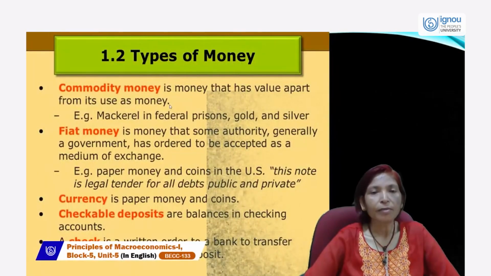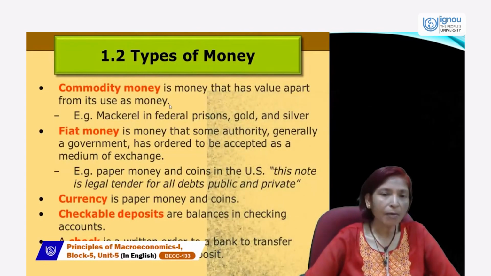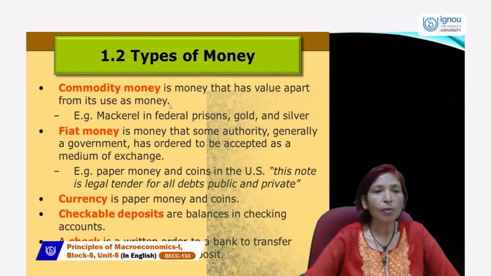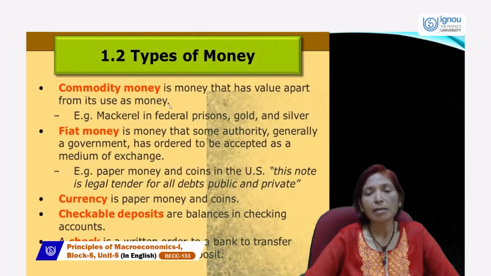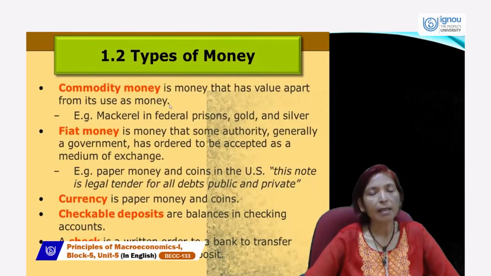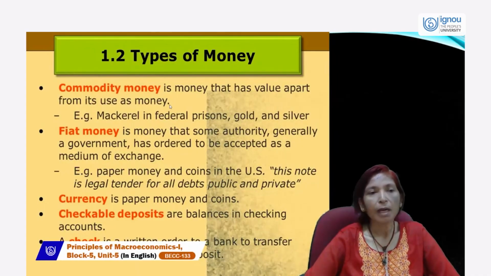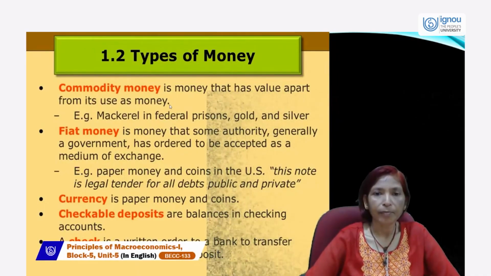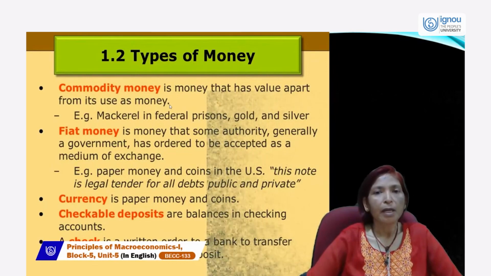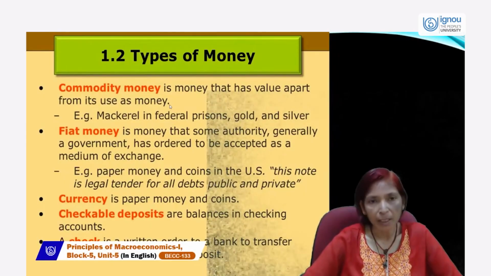Next is types of money. Money has different types. Number one is commodity money. Commodity money was used at the time of the barter system. When money had not originated, commodities were used as money. So commodity money is money that has value apart from its use as money. For example, salt, sheep, wheat, and rice can be used as commodity money.